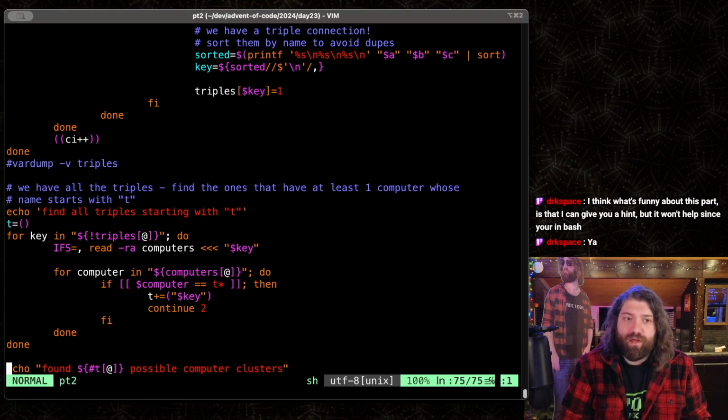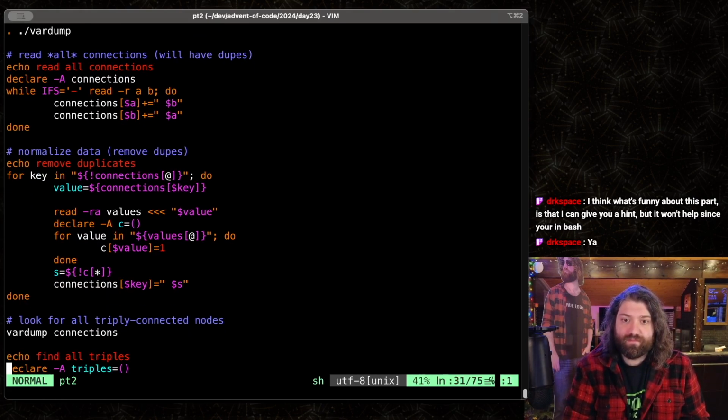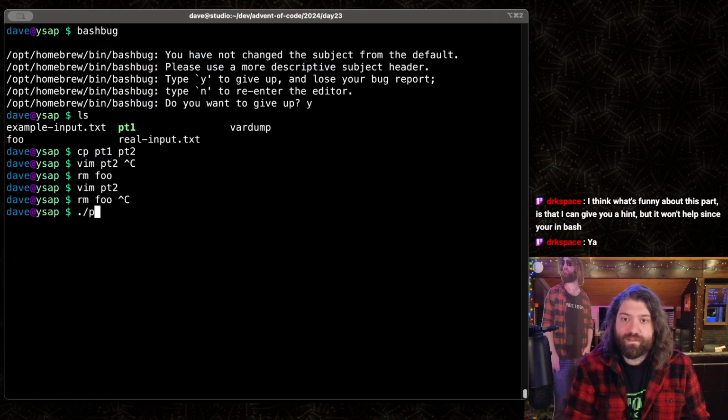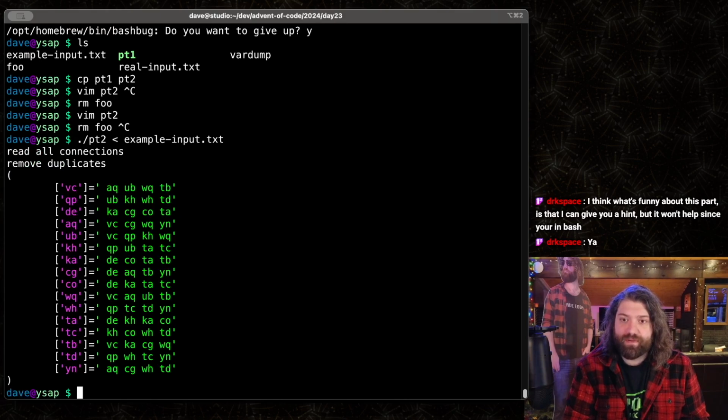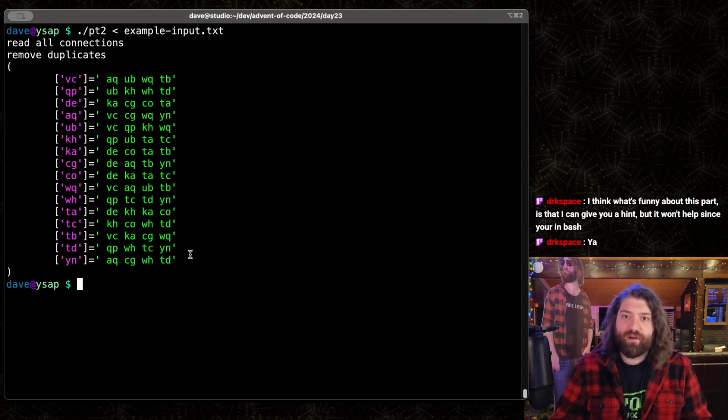Let me think about this. So if we run part 2 against the example input, we get this. Here are all of our connections. So VC is connected to these 4. QP is connected to these 4. How could we represent this in a way where we can see where they're all connected?